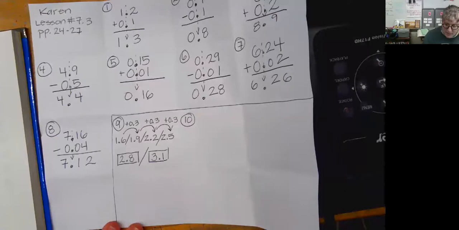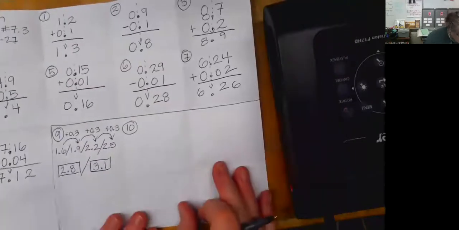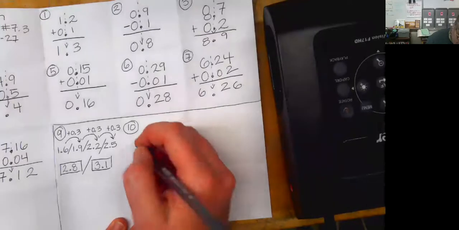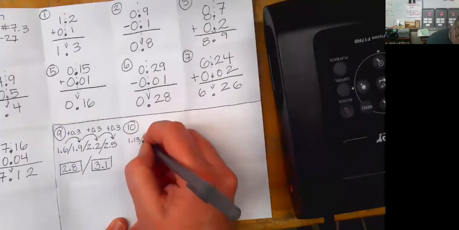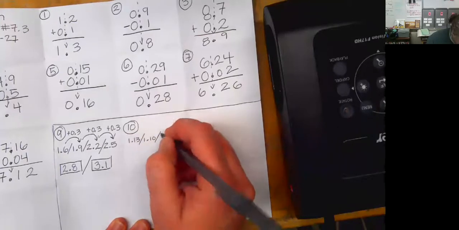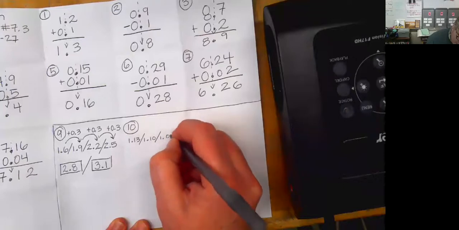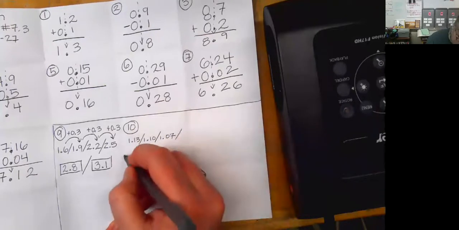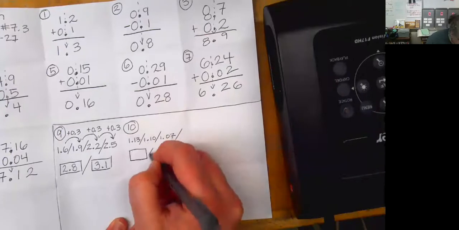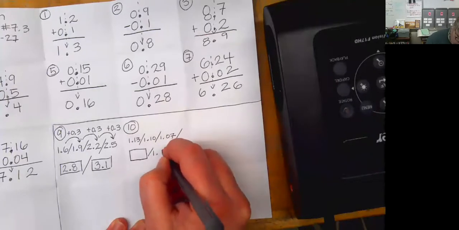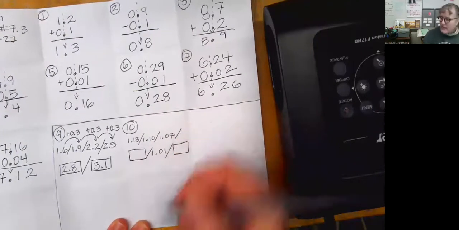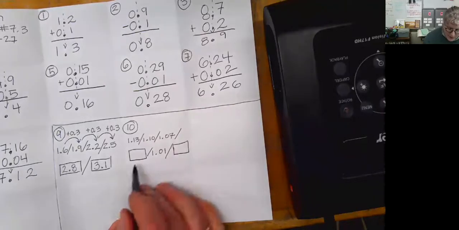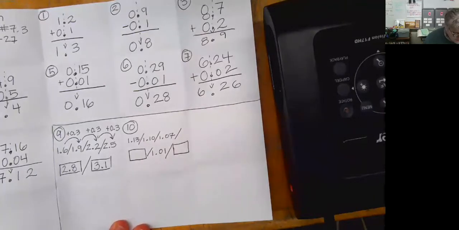Okay, let's look at number 10. Number 10 looks a little bit harder. So we're going backwards, I can tell already, because I have 1 and 13 hundredths, 1 and 10 hundredths, then I have 1 and 7 hundredths, then I have a green box, then I have 1 and 100th, and then I have a green box. So they're being kind of sneaky and throwing the green boxes in the middle. I like that. Okay.